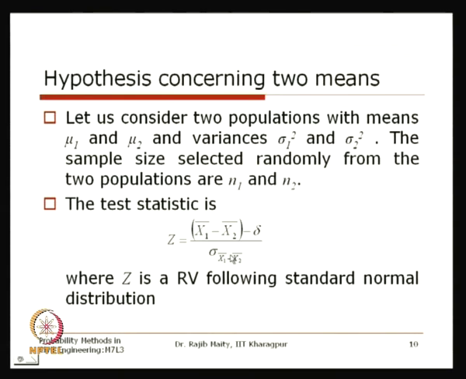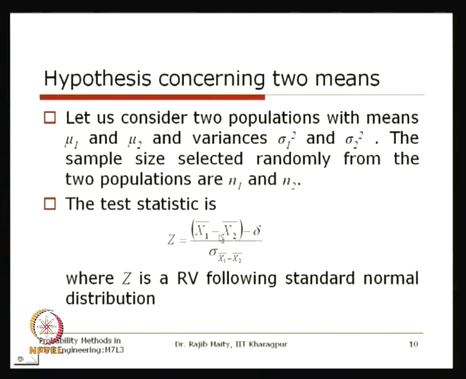Well, now we will take up hypothesis concerning 2 means. Now, there are 2 samples and 2 sample means. So, we can ask many questions: whether both populations have the same mean, even though the sample means will not be exactly the same, and we can also test whether one is really greater than the other.